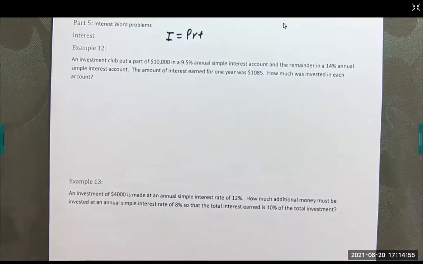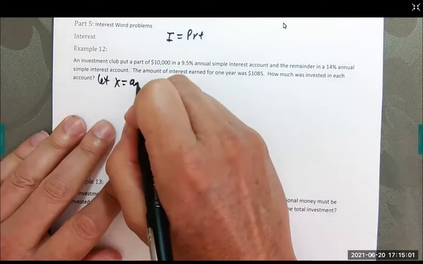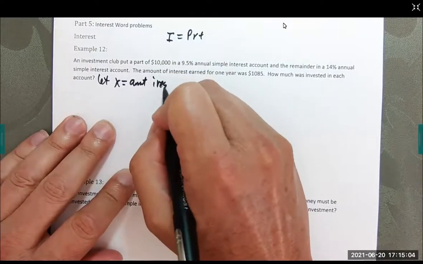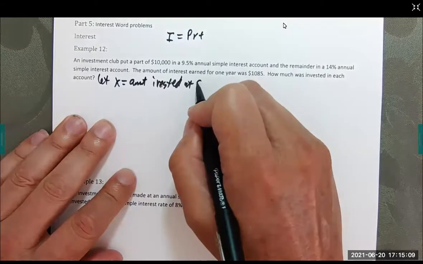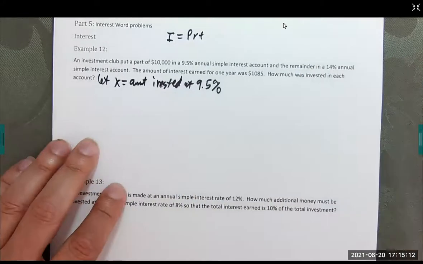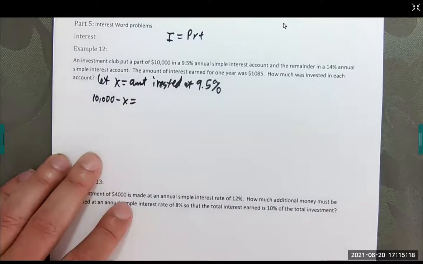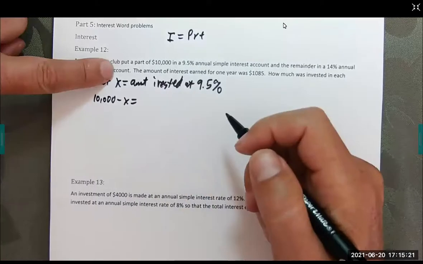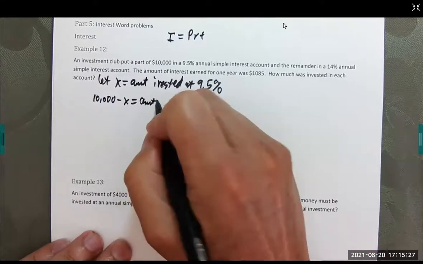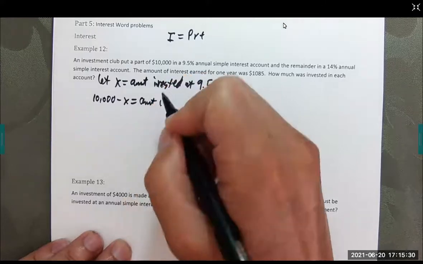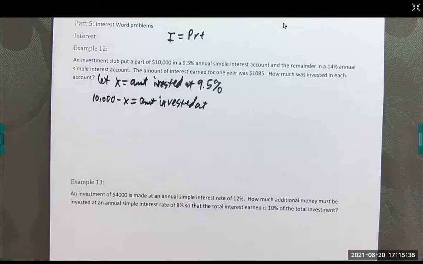All right, so let's start with, let x equal the amount invested at 9.5%. Now the rest of it is going to be 10,000 minus x, right? If this is 6,000, then what's left is 4,000, right? 10,000 minus 6,000. So this is the amount invested at 14%, yes.